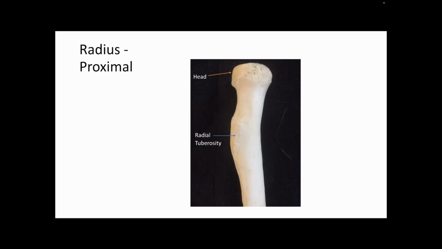Looking at the proximal end of the radius, you'll see the head, a smooth, round disc that spins against the capitulum of the humerus. Right below that is the radial tuberosity, the attachment site for the biceps brachii tendon. When you flex your elbow, that tuberosity is where the pull happens.